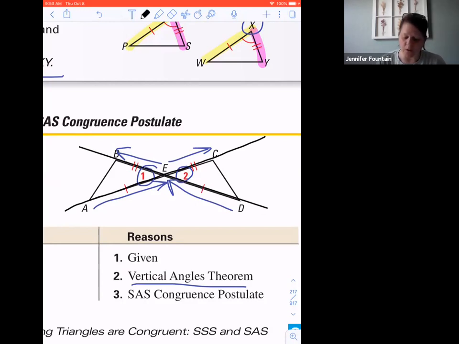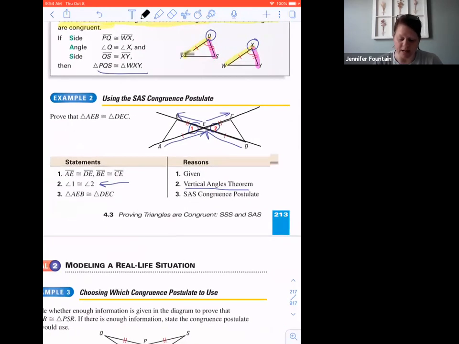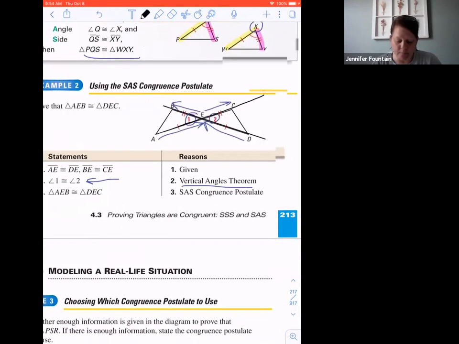If I were to picture those as two intersecting lines, I could see that 1 and 2 are vertical angles. We have learned that vertical angles are congruent. Therefore, they have the same measure. So if we know that AE and DE are congruent and BE and CE are congruent, we can prove that 1 and 2 are congruent by the vertical angles theorem. Therefore, triangle AEB is congruent to triangle DEC by the side angle side congruence postulate.